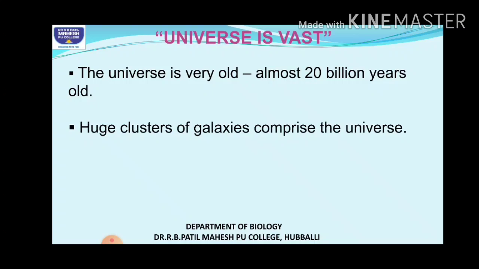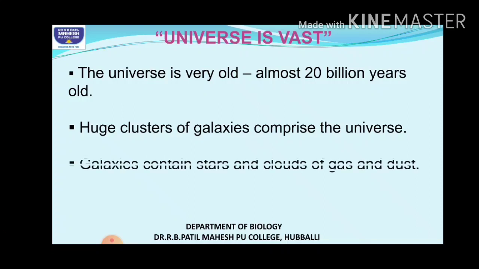And what is the universe actually made up of? It is made up of huge clusters of galaxies. So what are those galaxies now? Galaxies are nothing but collections of stars. In one galaxy, if you take, you can find many different stars present in it, also gases and dust particles. So they make up the galaxies. There are several such galaxies present in the universe.